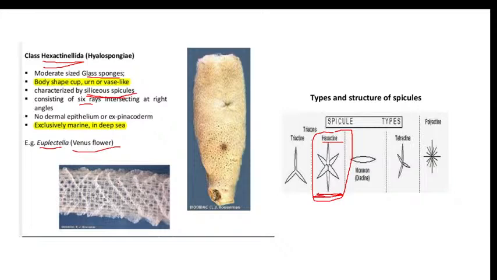They are exclusively marine and they are found in the deep sea. Then the body wall of glass sponges is a syncytium. What is a syncytium? Syncytium means the body wall is made up of large, multinucleated cytoplasm enclosed by an external membrane, but it is not divided into cells by internal membranes.